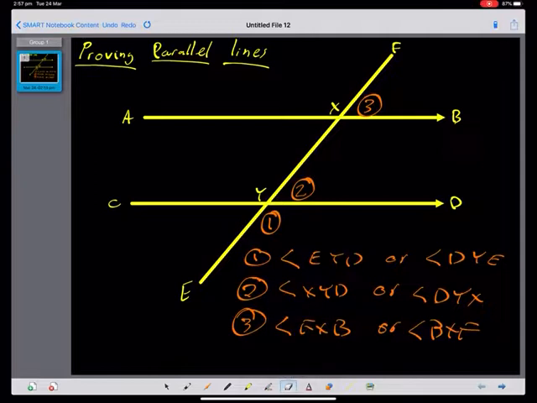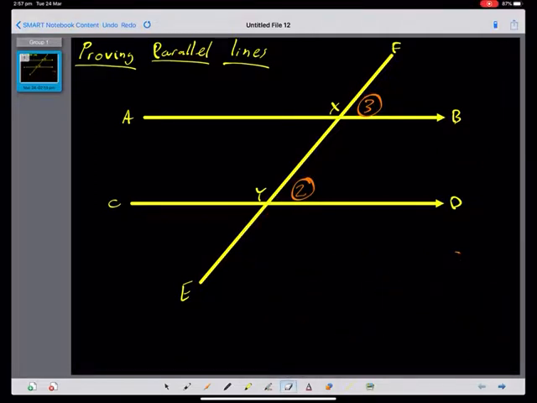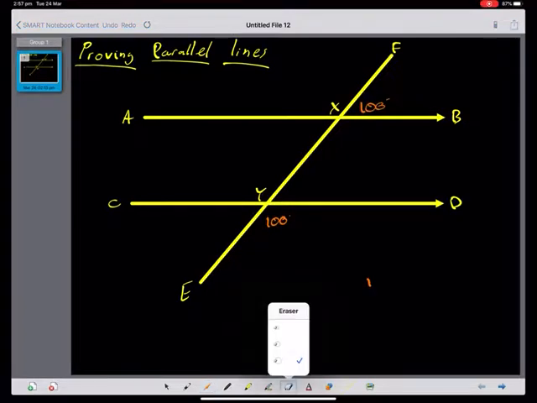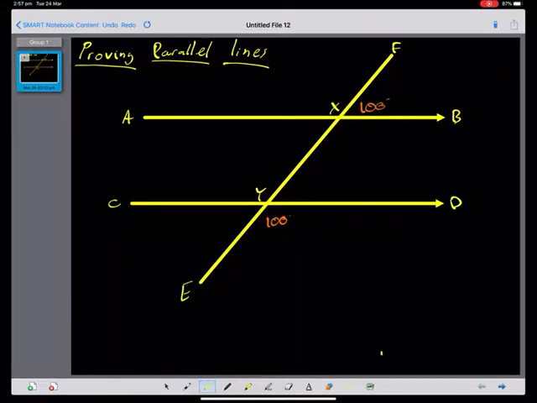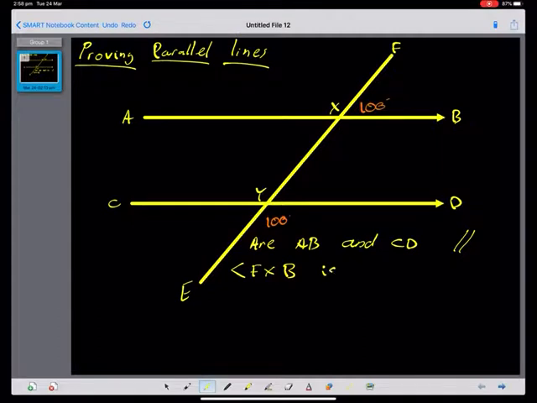The first example: we have two lines, and I'm going to say that this is 100 and this is 100. The question is, are AB and CD parallel? Let's start our proof off. We can say that angle FXB is corresponding to angle EYD. Let's go through this again: angle FXB is corresponding to angle EYD.